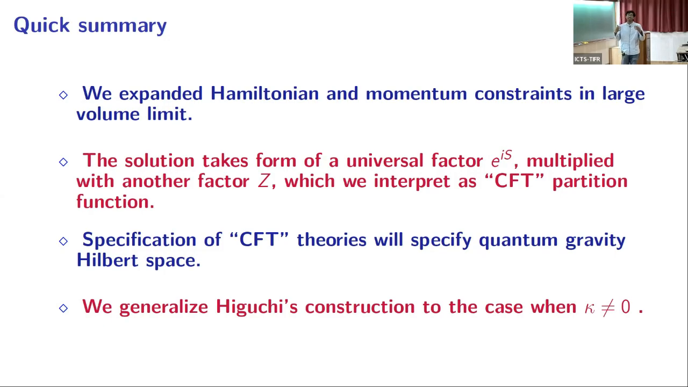But we also find this CFT has some imaginary central charge. So this may be some non-unitary, non-local CFT. We don't know, but it is a very generalized CFT, you can say. And the specification of all the CFT theories specifies the quantum gravity Hilbert space. In short, we generalized Higuchi's construction. In the case when kappa is non-zero, the fully gravitational case, we have generalized what the quantum gravity invariant states will be.